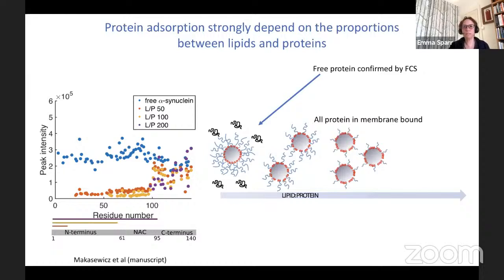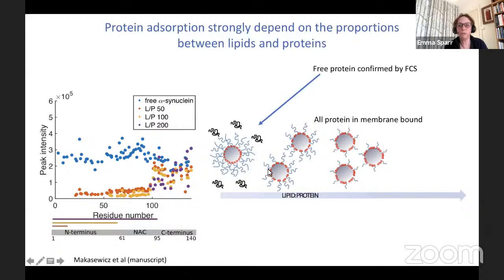So based on these data combined with fluorescent correlation spectroscopy data, we came up with a model, or this picture, where we actually see that the protein at the high lipid protein ratio has a larger part associated with a small part sticking out.